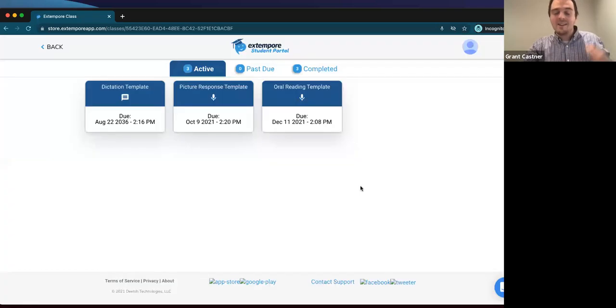Again, quick, easy, low pressure, low stress, low maintenance, not a lot of demanding action for the students to take. And you are not setting a lot of demands as the teacher.